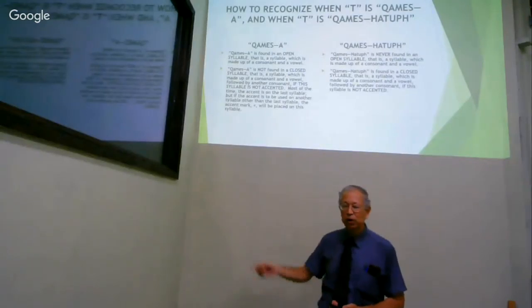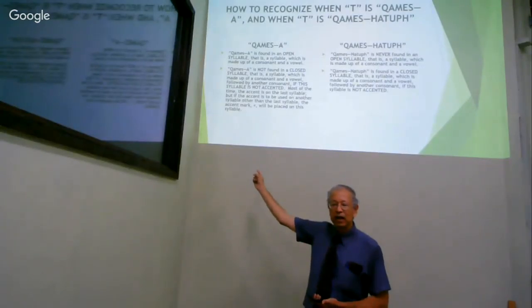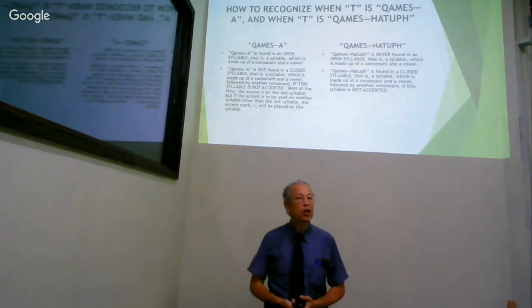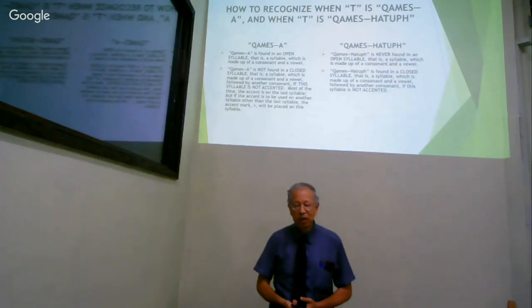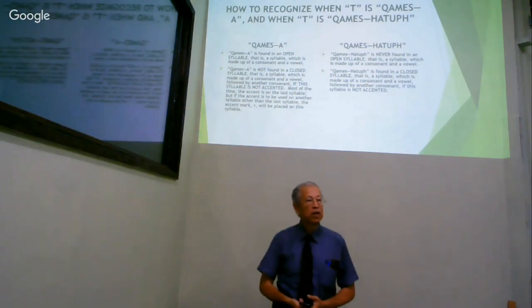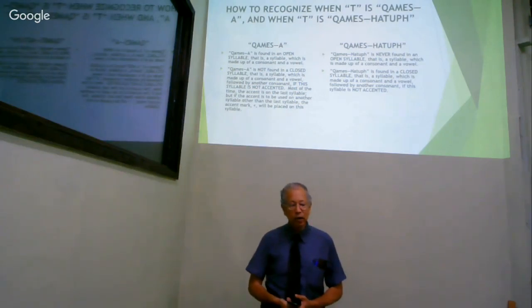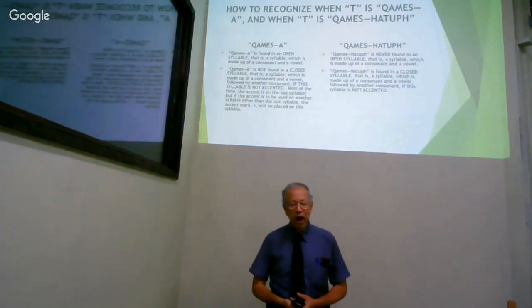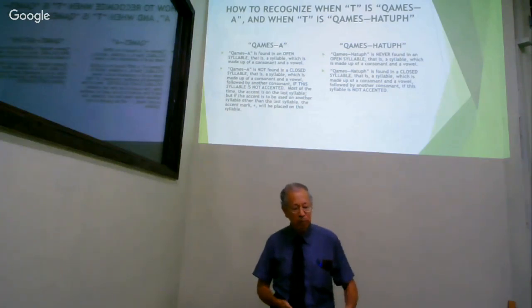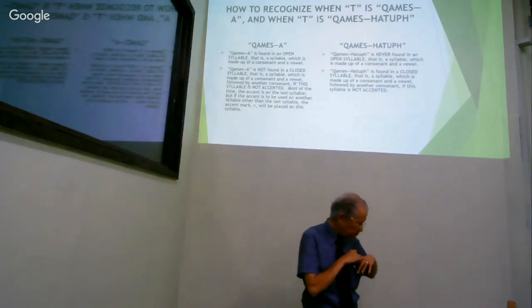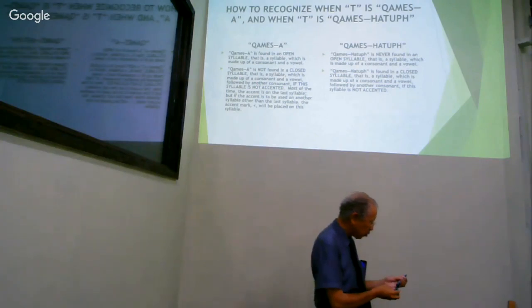Well, first of all, let us look at the left side of the screen at Qames-A. Qames-A is found in an open syllable. That is a syllable which is made up of a consonant and a vowel. For example, in the noun Adam, pronounced in English Adam, Aleph is followed by that symbol that looks like our capital T. Let me just draw it on the board so you can see.